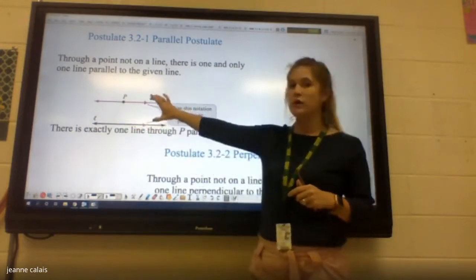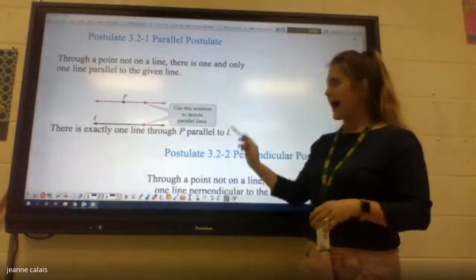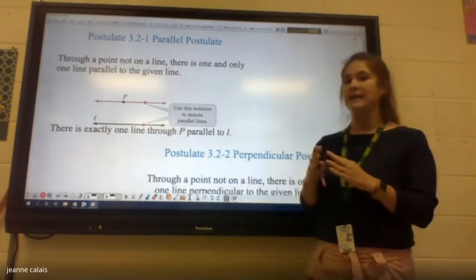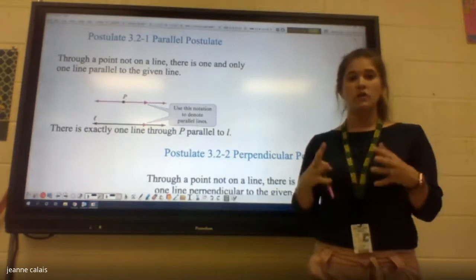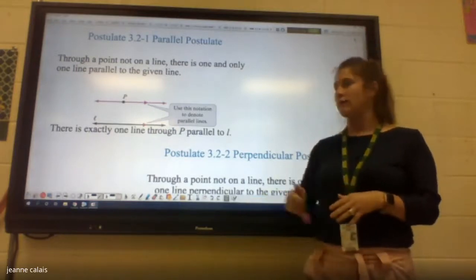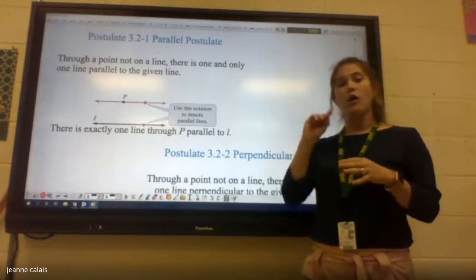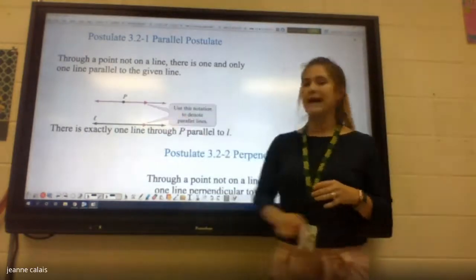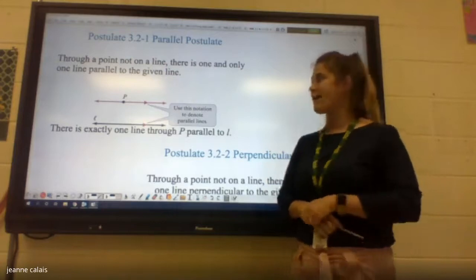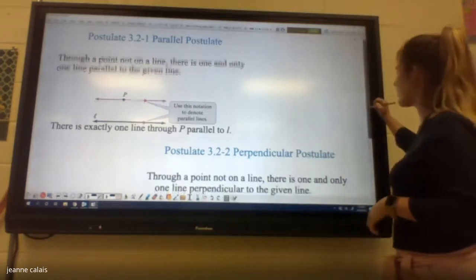Now, make sure you understand the notation. These arrows on the lines indicate that those two lines are parallel. Just like the congruent notches mean the line segments are congruent, the arcs on the angles mean that those angles are congruent. The arrows make you aware that those two lines are parallel.